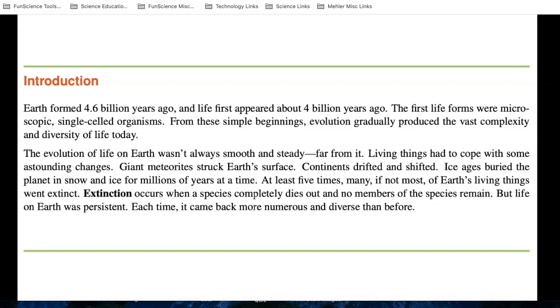The evolution of life wasn't always smooth and steady, far from it. So there's lots of ebbs and flows. Giant meteorites struck the Earth's surface, continents drifted and shifted, ice ages came and went. And at least 5 times during this 4.6 billion years, there were major what are called extinction events. And that's where a lot of life was reduced in number and diversity, but managed to make its way back.